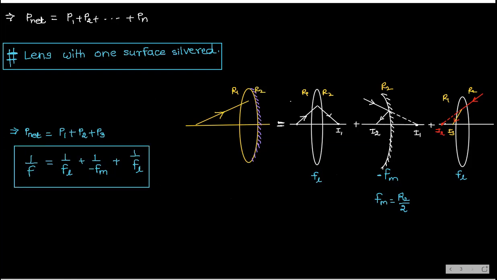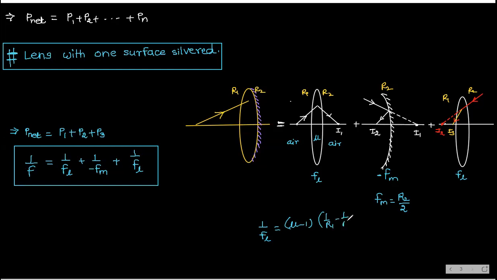If I am taking this lens, you can see this is the refractive index mu, and this side it is air, this side also air. So can I write like this? 1 by FL is equal to mu by mu a. Mu a is 1, so therefore mu minus 1 into bracket 1 by R1 minus 1 by R2. So substitute all these values and get the required answer.